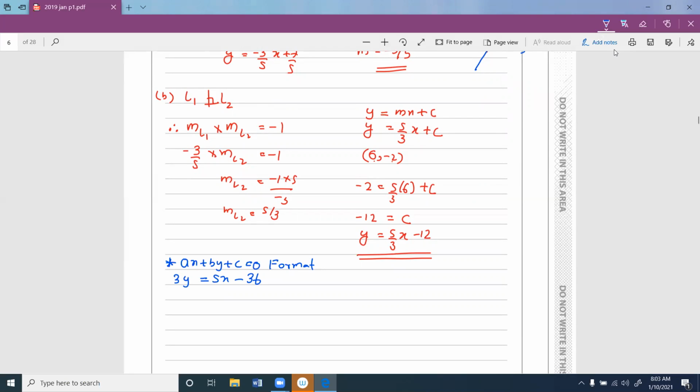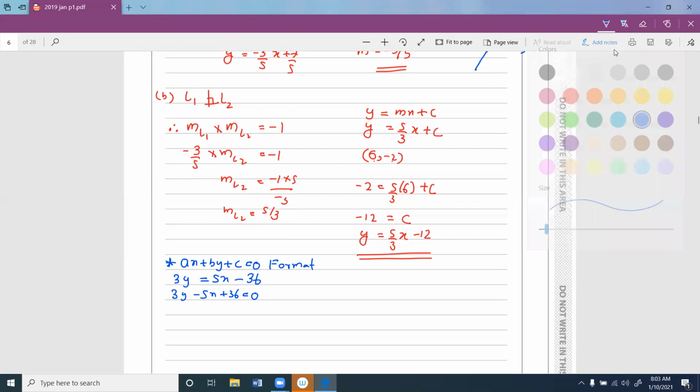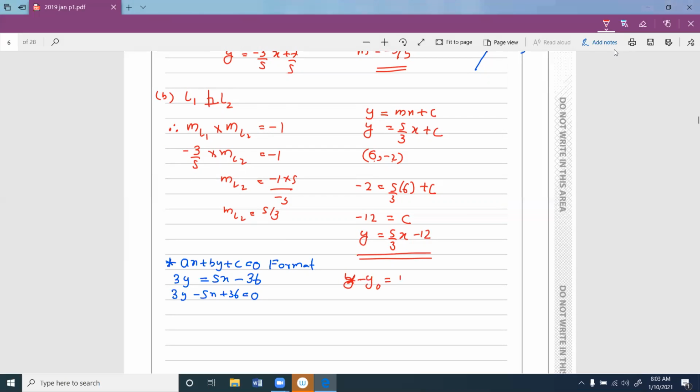Then 3y, 5x and minus 36. Then bring all the terms to one side: 3y minus 5x plus 36 equals 0. This is the first method for this answer, right? The second method: there is no need to go through this many steps, you can get the equation straightforwardly using y minus y naught equals gradient times x minus x naught. This is the second method, right?